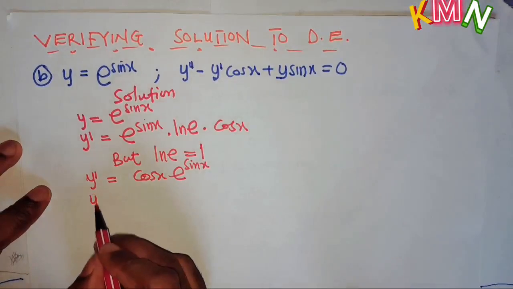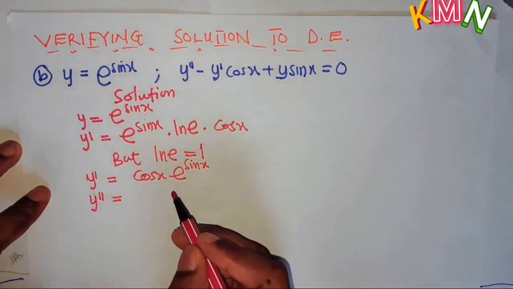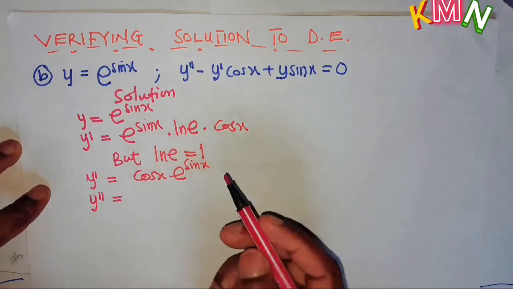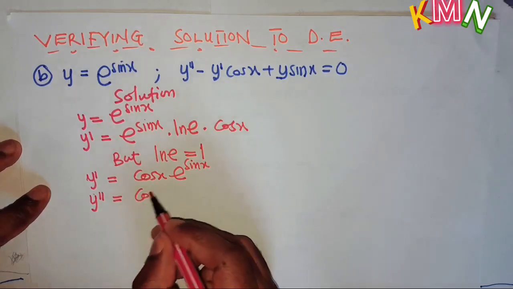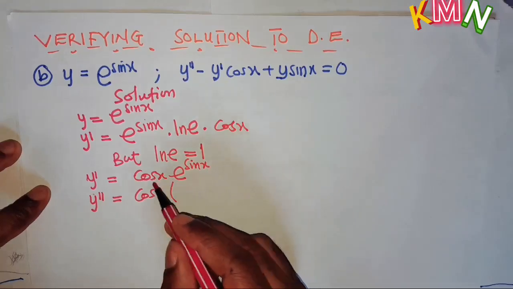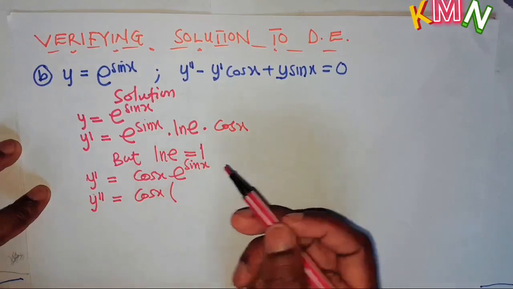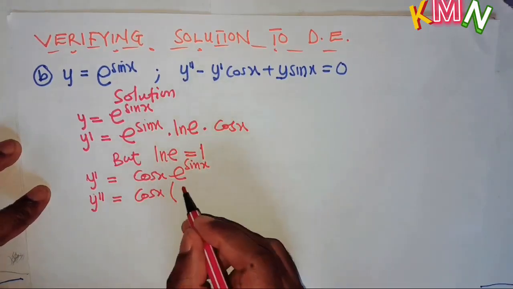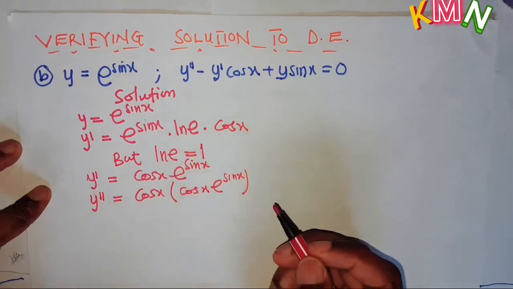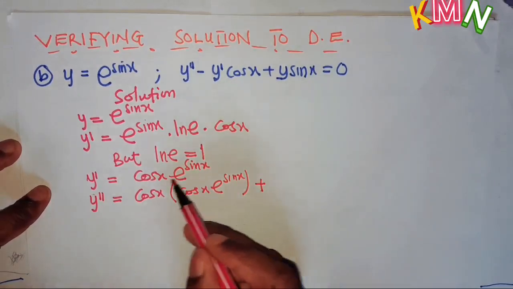Then we need to go further to differentiate that one to get our second derivative, or second order. And this is a product. So if it's a product, we learned that we need to maintain one of the parameters, then differentiate the other. So we are maintaining this and differentiating this. And this we differentiated, and we had the same thing over here. So that will be cosine of x times e power sine x. We are not done. Plus, now we are going to maintain this and differentiate this.